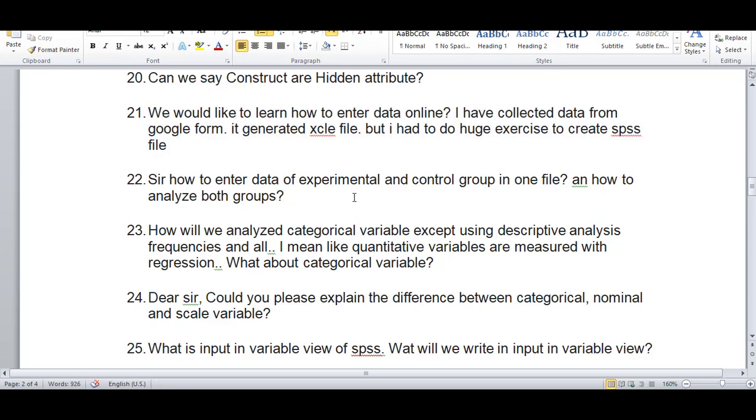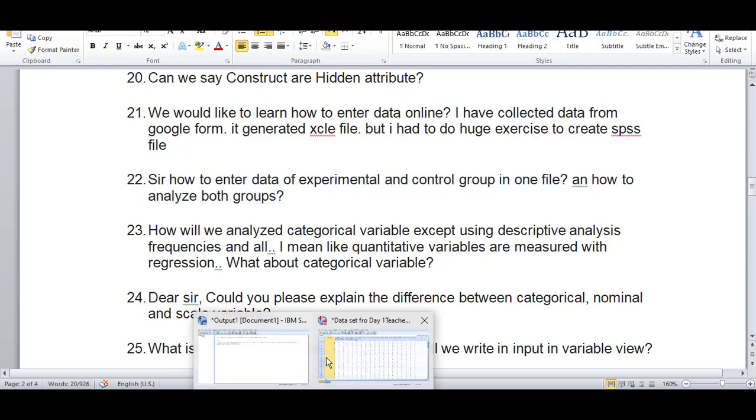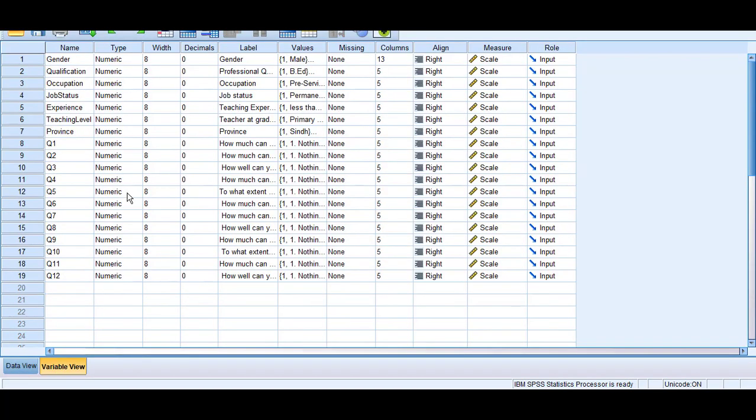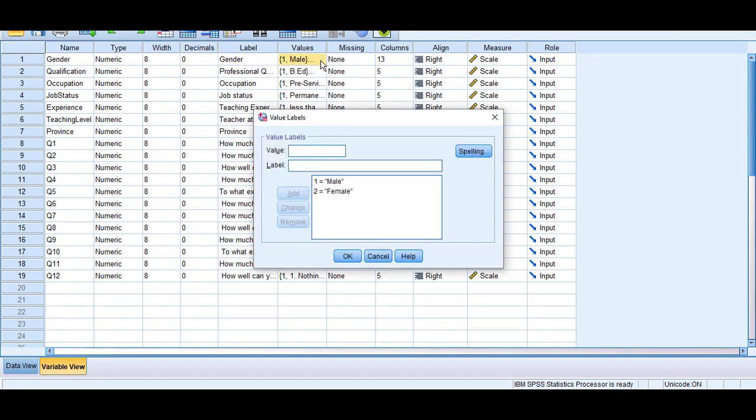Sir, how to enter data for experiment and control group in one file and how to analyze both groups? I think I answered this question in session 2. In session 2, when I was discussing independent t-test and dependent t-test, I told you how you can enter data for control group and experimental group in one file. If you remember, this is the data. This is the gender. Gender is male and female.